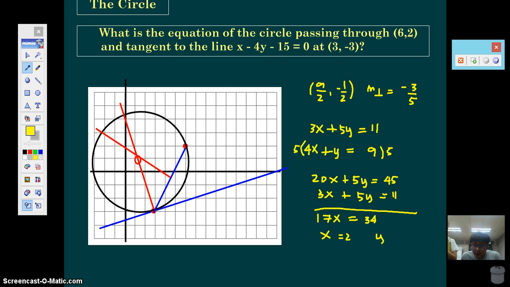And if x is 2, then we can get y. 4 times 2, we use this. 4 times 2 is 8, plus y is 9. Therefore, y is 1. So the exact coordinates of the center is (2, 1).